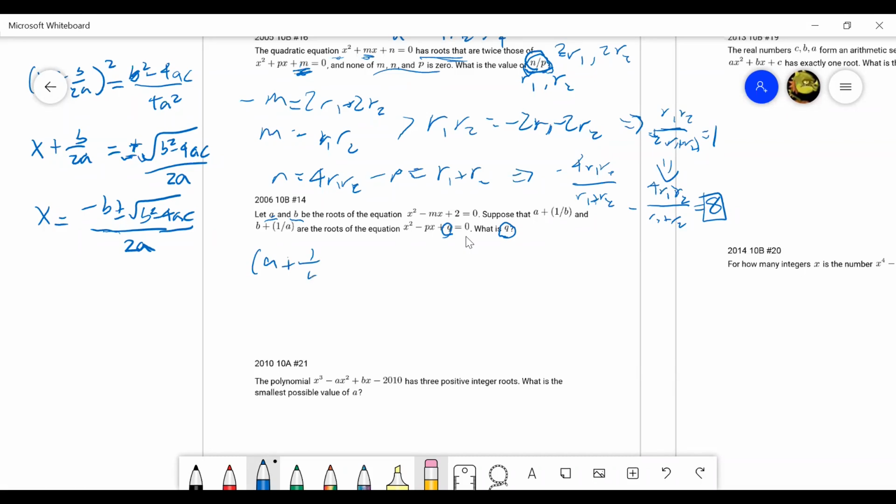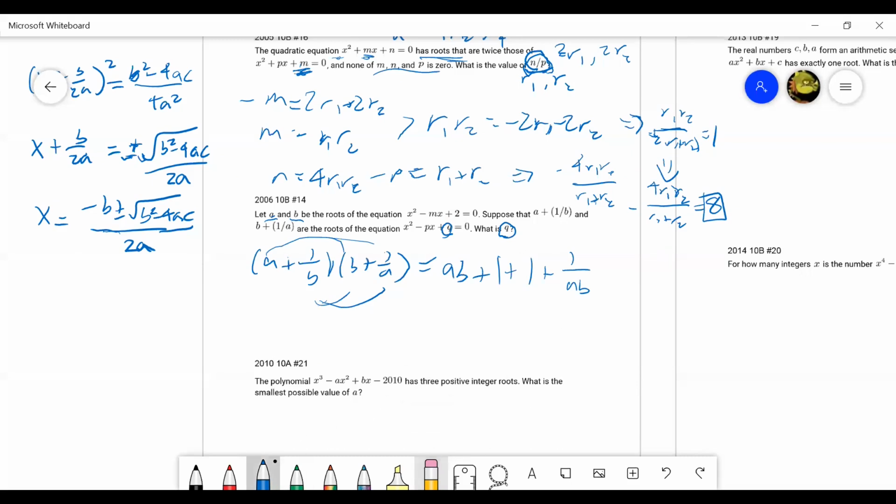We know that a plus 1 over b times b plus 1 over a is equal to q. And this is what we want to find. So we can just expand out this left side and see what we get. If you do expand, this is equal to ab plus 1 plus 1 plus 1 over ab. Since a times b is ab, a times 1 over a is just 1, 1 over b times b is just 1, and 1 over b times 1 over a is 1 over ab.